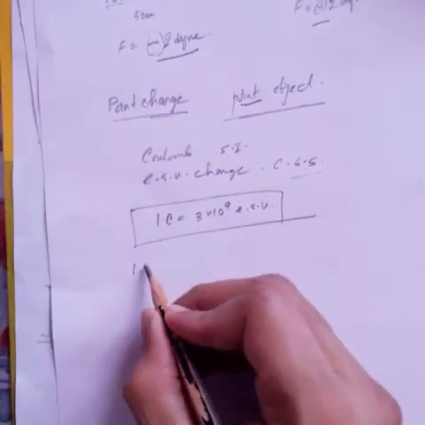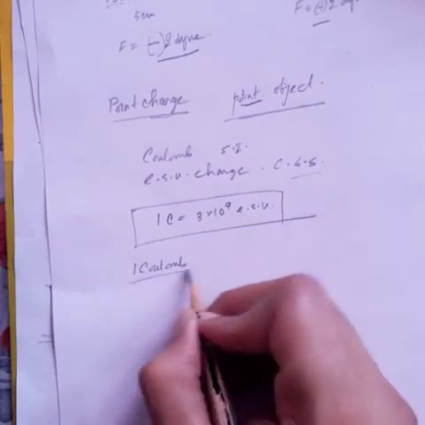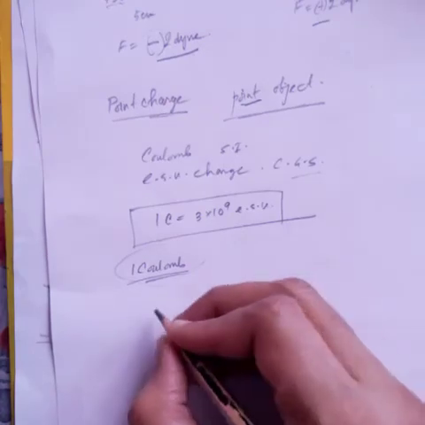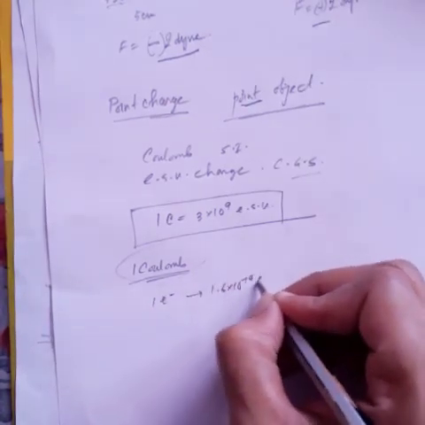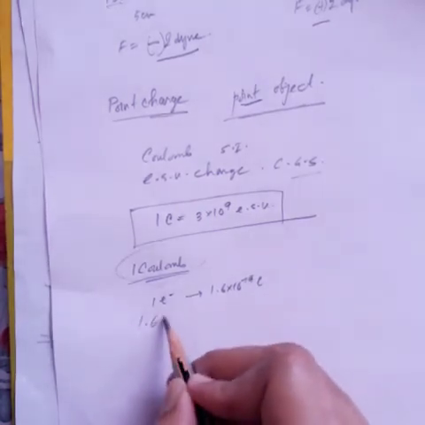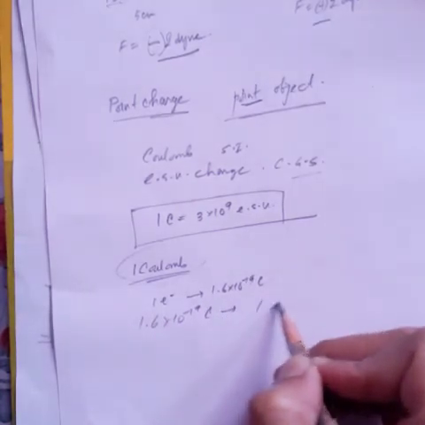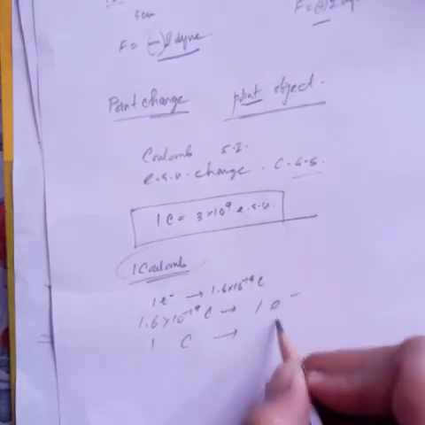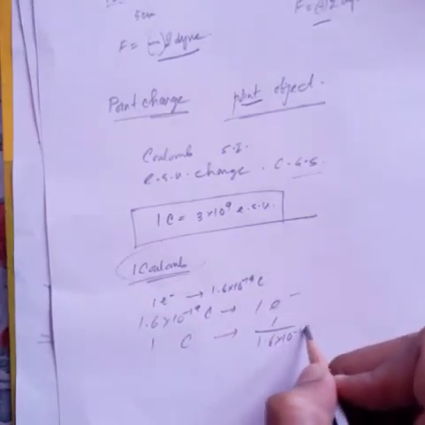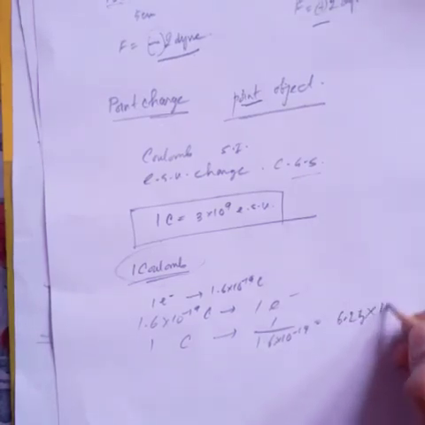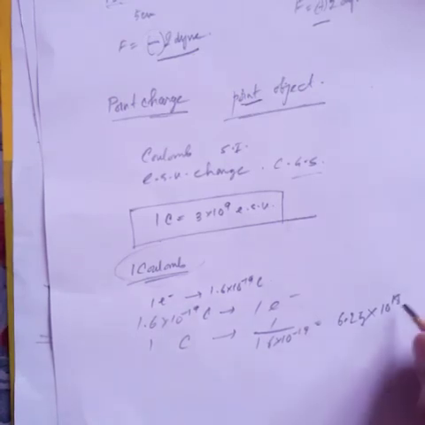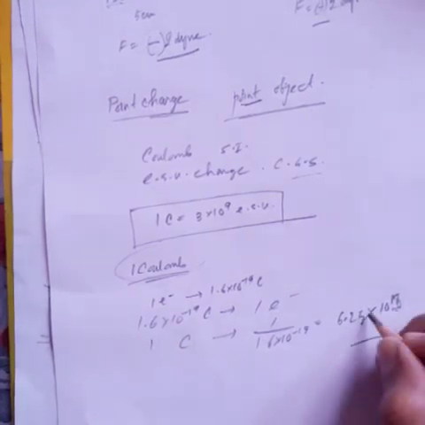Now an interesting question comes: how many electrons are there in 1 coulomb? You have to find that out. So you know that 1 electron means 1.6 into 10 to the power minus 19 coulomb. So if 1.6 into 10 to the power minus 19 coulomb means 1 electron, therefore 1 coulomb will mean 1 by 1.6 into 10 to the power minus 19. If you calculate this, that should give you 6.25 into 10 to the power 18. This number of electrons will be present there.